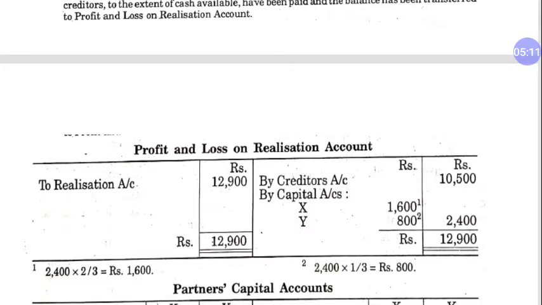So the difference will be transferred into the partners' capital account. This difference is 2,400, and it is divided amongst the partners in their profit sharing ratio, 2/3 and 1/3. Now we have to make the partners' capital account the same as previous.